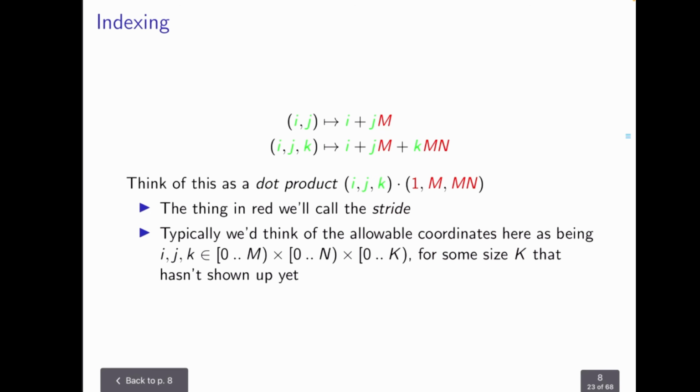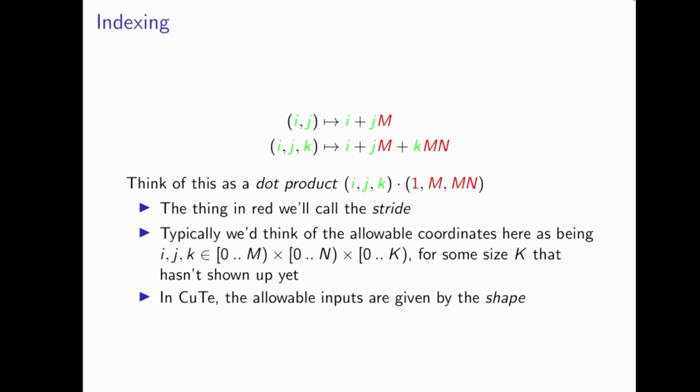Okay, so if we are using this M and MN like this, usually it's because the allowable coordinates are 0 to M in the i direction, 0 to N in the j direction, and 0 to K for some K that has not shown up in the problem yet. And we're going to encode the allowable input coordinates as a thing called the shape. So that's what we saw before.